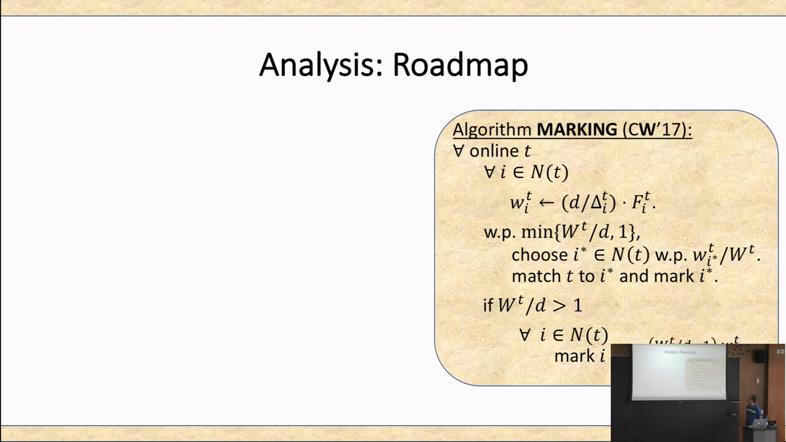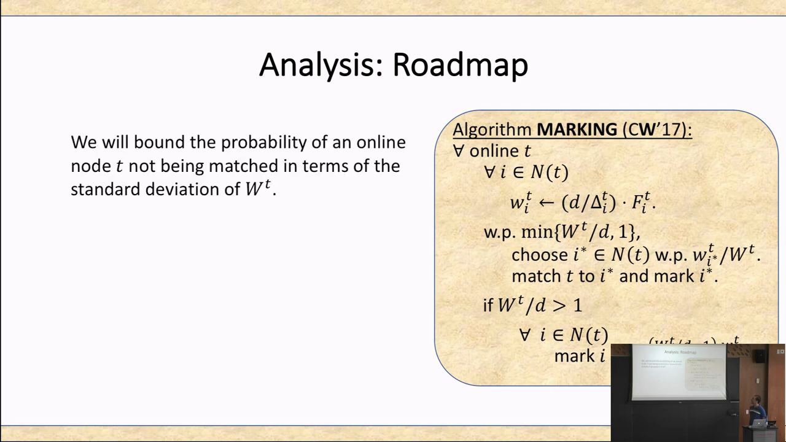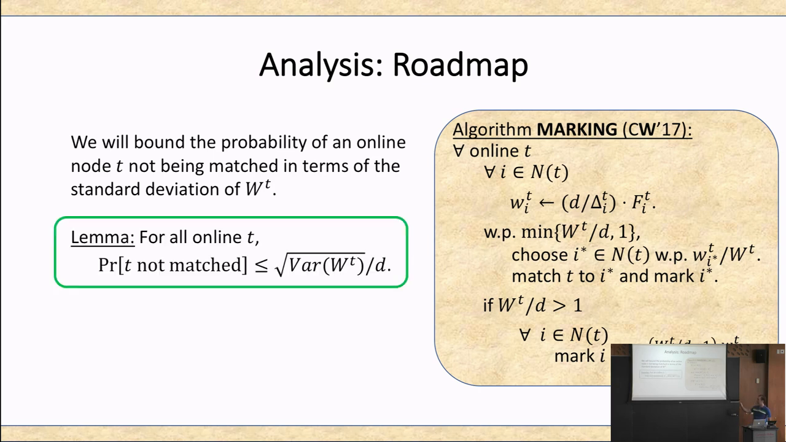So here's the high-level roadmap of how we're going to analyze this, and we'll see how much of this we manage to pack in the next 20-odd minutes. We'll bound the probability of an online vertex not being matched in terms of the standard deviation of the sum of weights associated to its edges. In particular, we'll show this in four or five slides: for all online nodes t, the probability of t not being matched is at most the standard deviation of W_t over d.